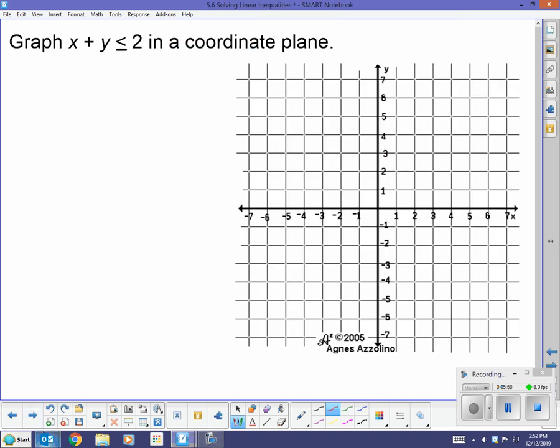Okay. x plus y is less than or equal to 2 in the coordinate plane. Now, this one I could do by intercepts. x is 2, y is 2. So right here, and right here, x is 2, y is 2. And we have a solid line, so that's going to look like this. Oops, sorry about that. It's going to look like this.